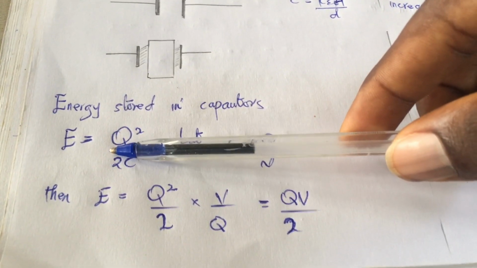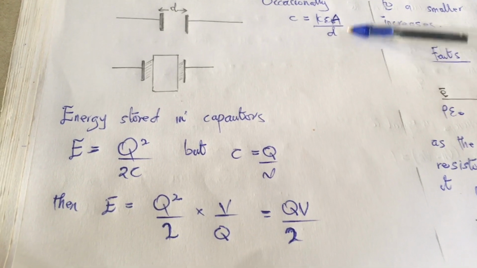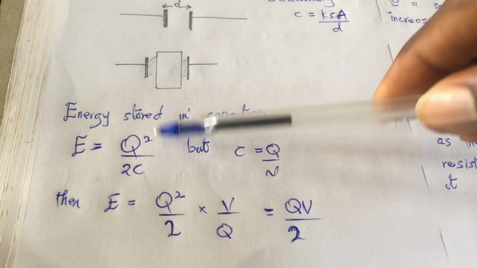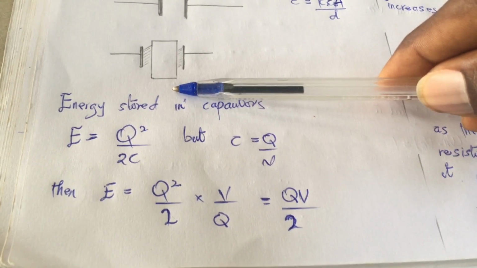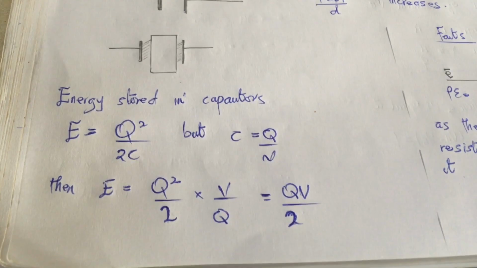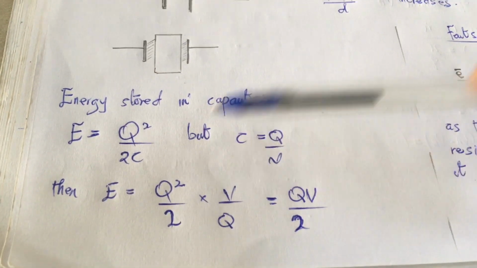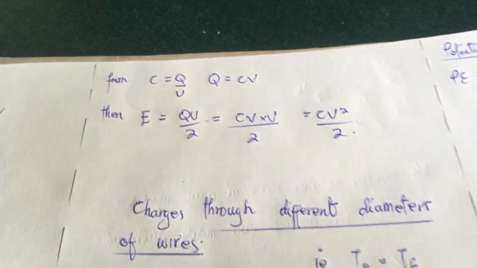On the energy stored. Okay, so if you are inserting a dielectric slab into the plates of a capacitor, this means that you are increasing the capacitance, and as you increase the capacitance, automatically you are decreasing the energy stored in the capacitor. Okay, so that's the relationship between them. So from there, now let's look at another thing.